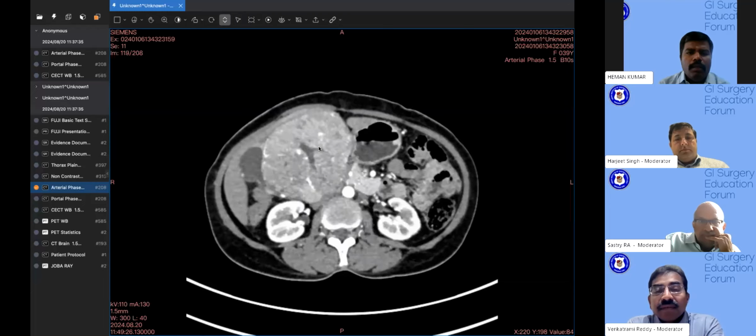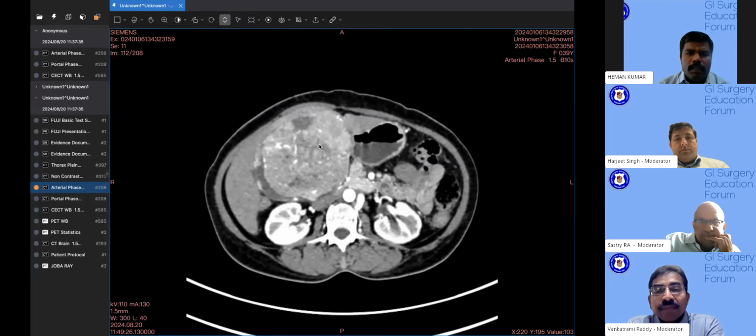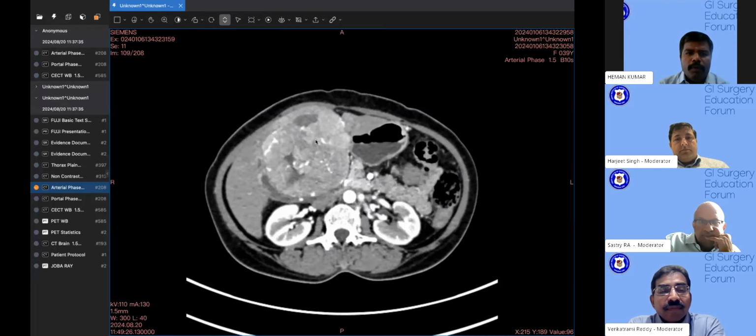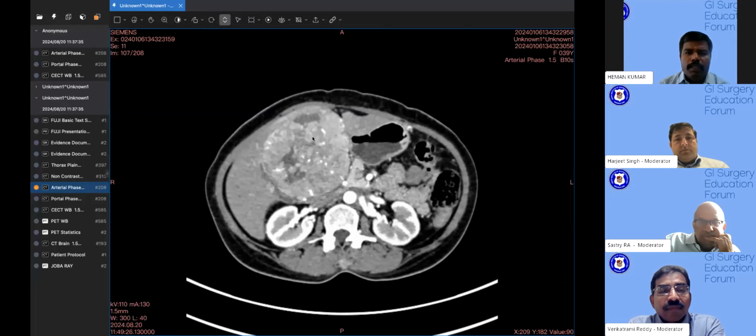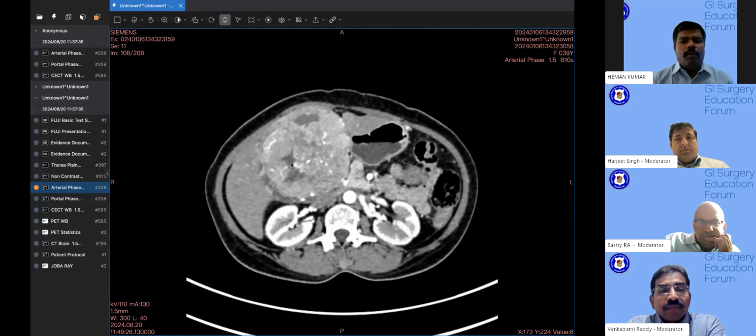There are areas which are not enhancing, no? Yes, sir. There are multiple foci of non-enhancing area within the solid mass. So what do these non-enhancing areas signify? Sir, areas of necrosis. So this is an arterial hypervascular lesion with heterogeneous enhancement. What else do you want to see? Want to see the next phase? Anything else you want to see in this phase?